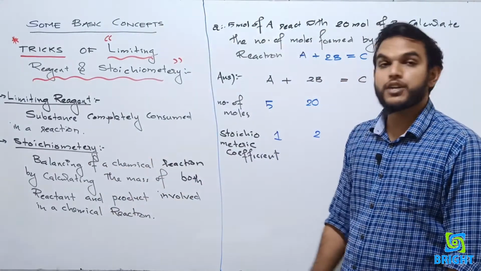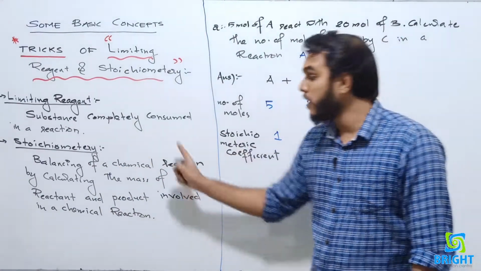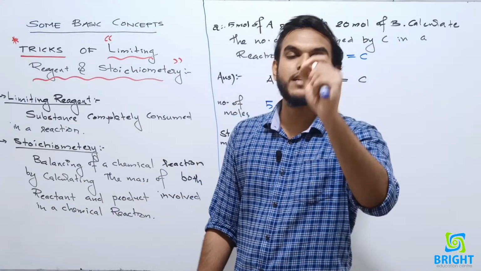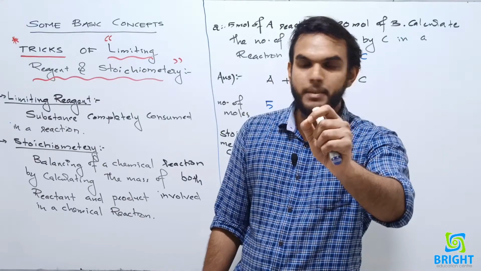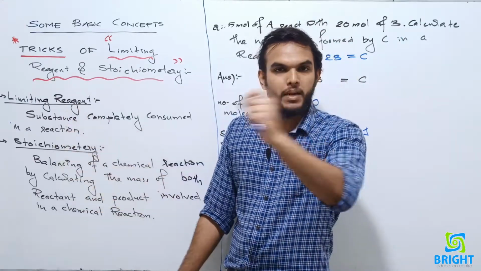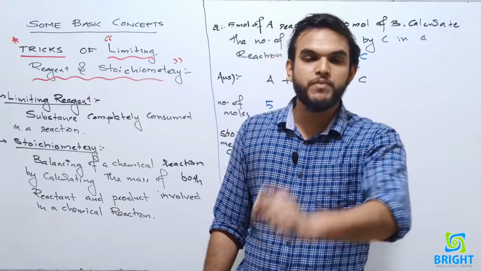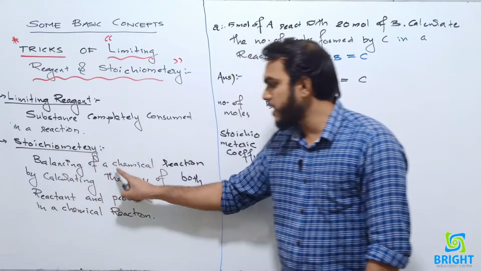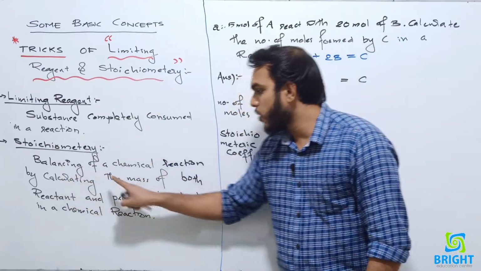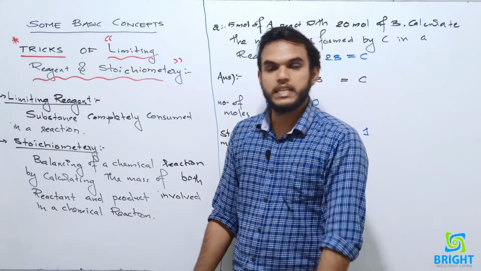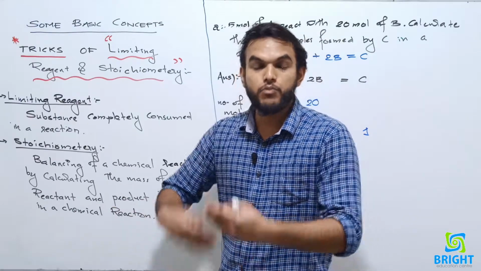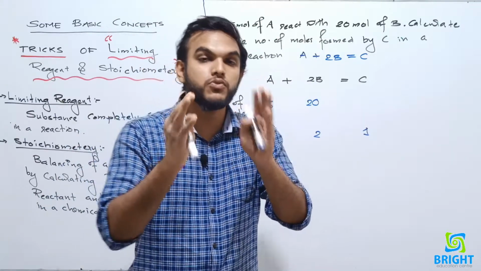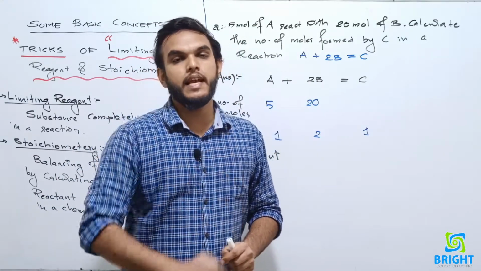Balancing of a chemical reaction by calculating the mass of both reactant and product involved in a chemical reaction is known as stoichiometry. So what is meant by limiting reagent? The substance that is completely consumed in a chemical reaction. And what is meant by stoichiometry? Balancing of a chemical reaction by calculating the mass of both reactant and product involved in it. Let us go to some tricks to do the problems of limiting reagent and stoichiometry.